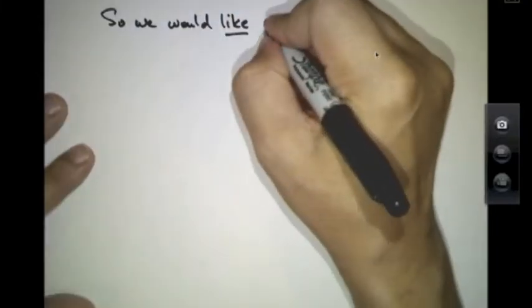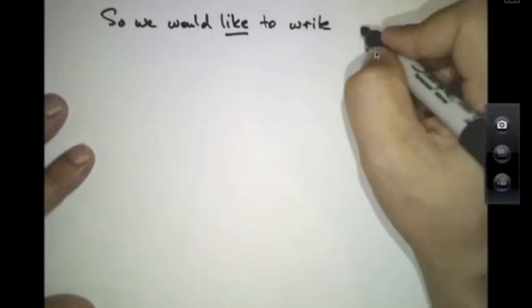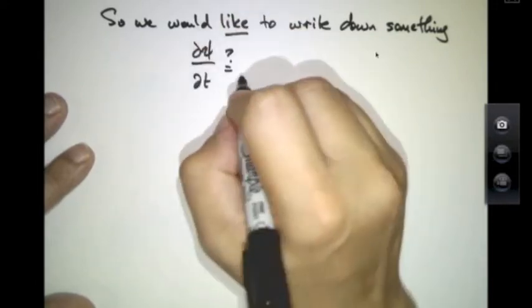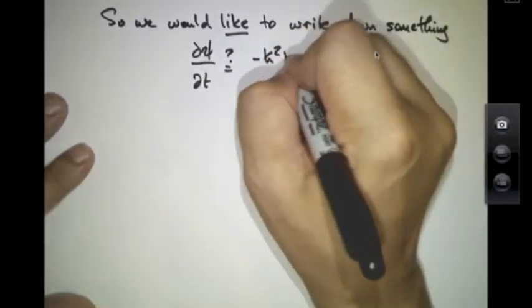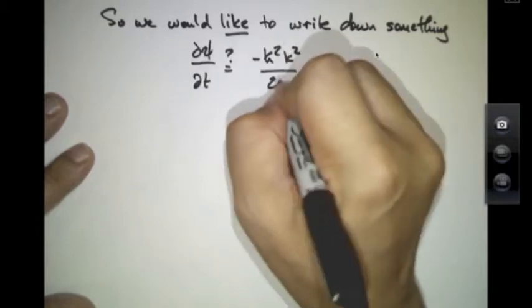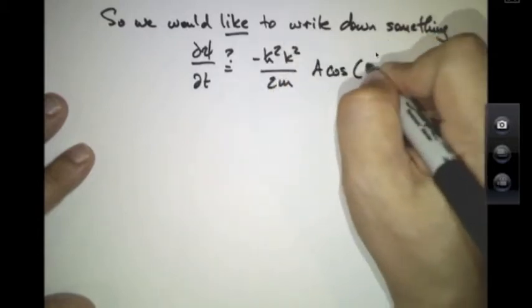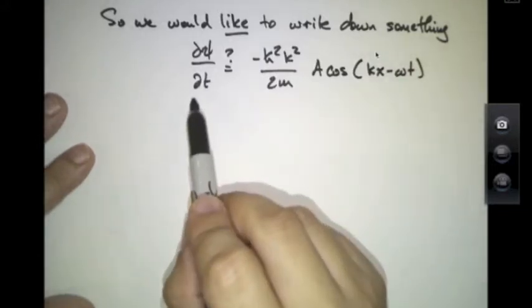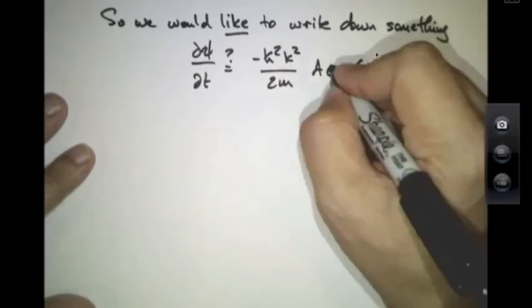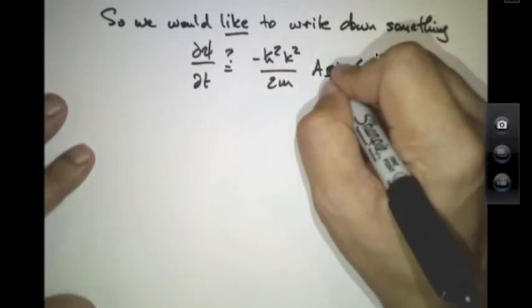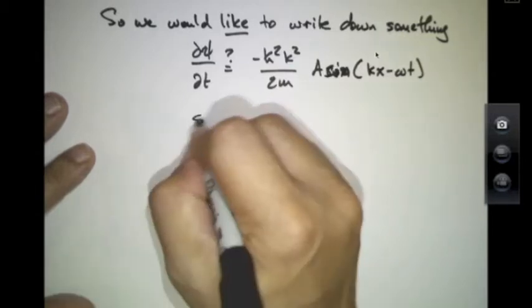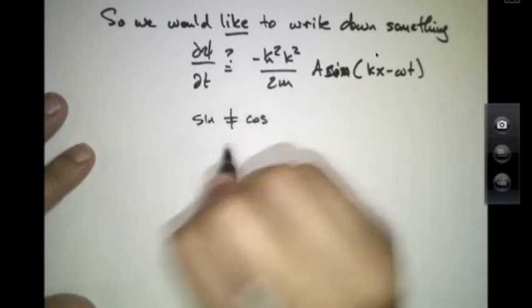So we'd like to write down something that would look like this. But the problem is on this side, this sign. Problem is on this side, I'd have a cosine function, and on this side, I have a sine function. And I don't have sines equal to cosines.